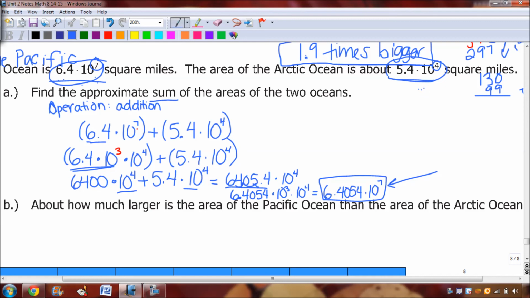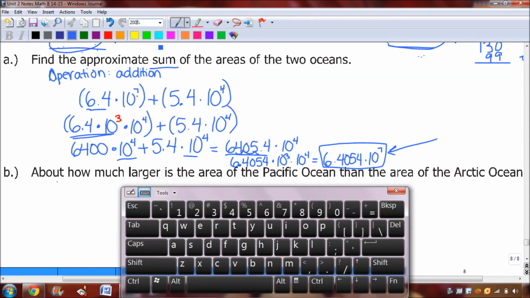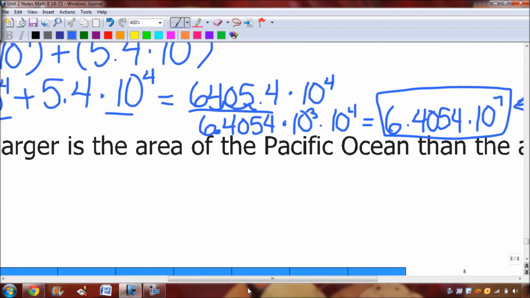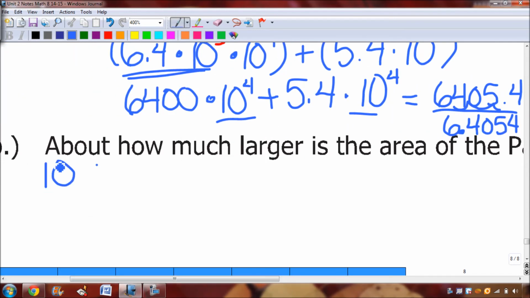Now the question is, how much larger is it? That's question B. How much larger is the area of the Pacific Ocean than the area of the Arctic Ocean? This time it doesn't tell us what the operation is, so we have to figure out what the operation is. In order to figure that out, we've got to use some easier numbers. Let's pretend that the area of the Pacific Ocean is 10 and the area of the Arctic Ocean is 7. How would I figure out how much larger one is than the other? I have to subtract them. It's 3 larger, right? So the operation that I have to do here is subtraction.